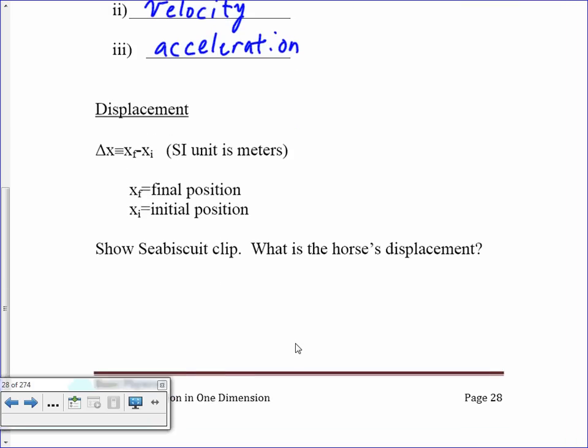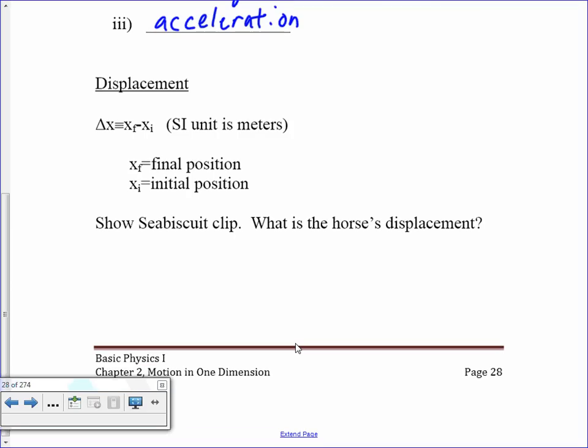So first of all, displacement is just a change in position, where we say our displacement is just x final minus x initial, where xf is my final position and xi is my initial position. I don't have the Seabiscuit clip actually. I might post one on YouTube, we'll see.